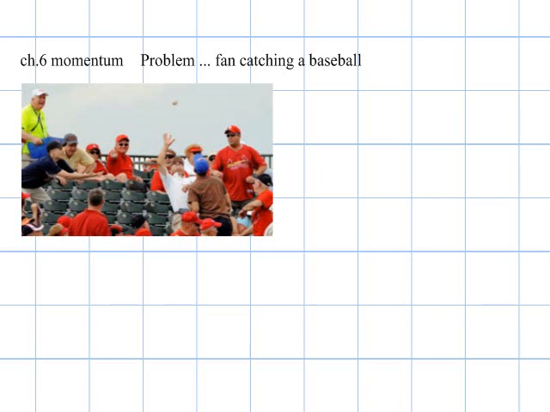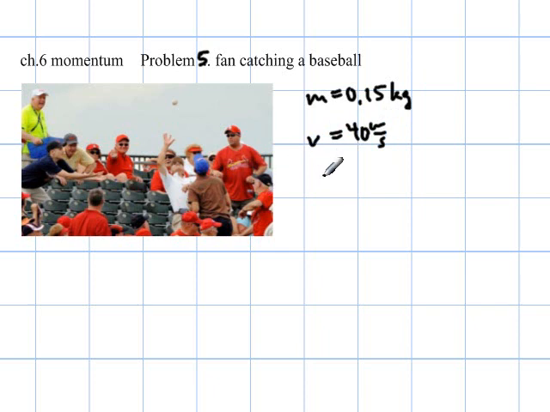This is chapter 6, problem 5. It says at a ball game, consider a baseball of mass m equals 0.15 kilograms that falls directly downward at a speed of v equals 40 meters per second into the hands of a fan. What impulse Ft must be supplied to bring the ball to rest?